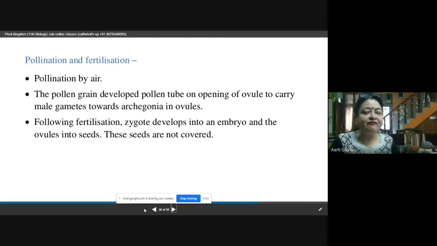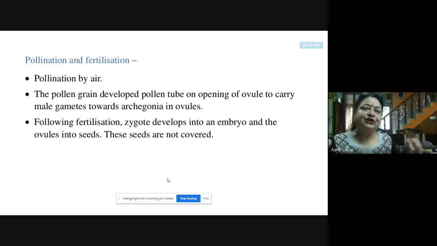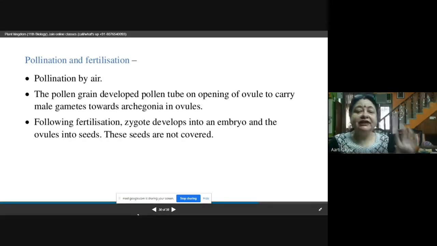Now, following fertilization, the zygote will develop. The zygote is the result of fusion of male gamete and female gamete, that is fertilization. After fertilization, the zygote will develop into an embryo, and the ovules into the seed. The ovule will get converted into seed, and the zygote is present inside the seed. But here in gymnosperms, these seeds are not covered. These seeds are naked.